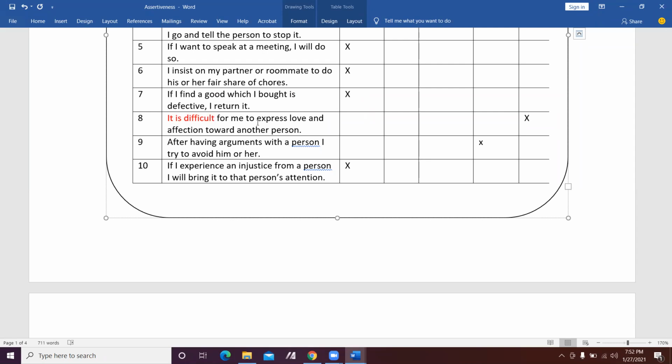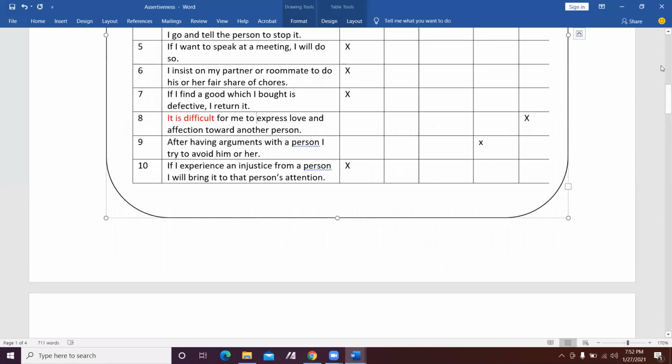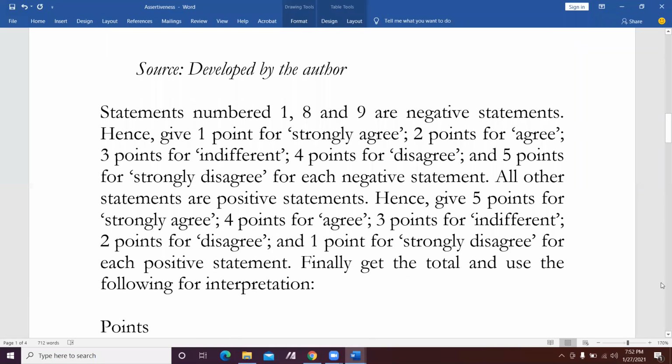If you are an assertive person, you can express your love and your affection toward another person. If you can't, that means you are not assertive. Number 9 also: after having arguments with a person, I try to avoid him or her. Ideally here also, no problem. Others are positive statements, increasing the degree of assertiveness.